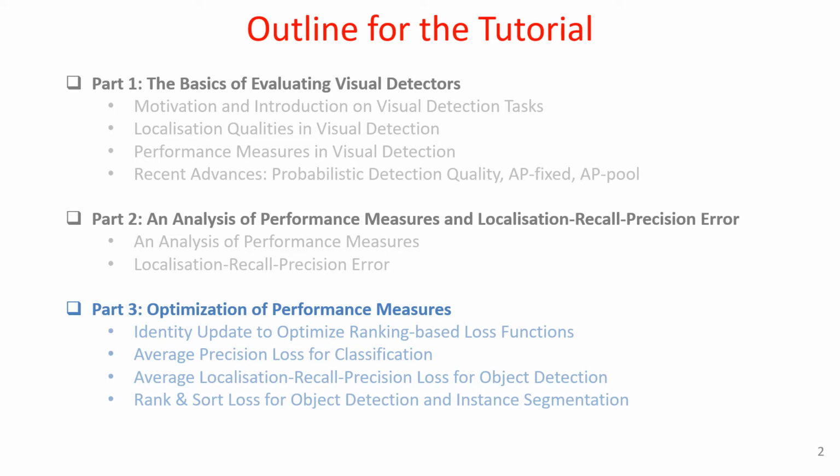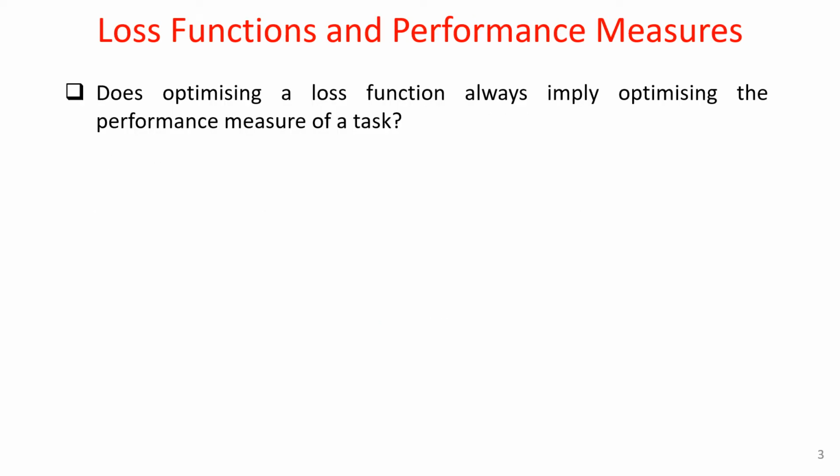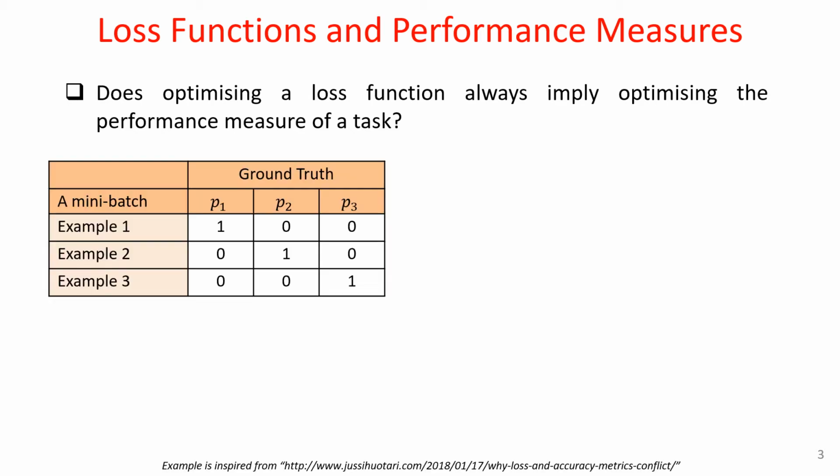And to overcome this challenge, we will revisit identity update as a general framework to obtain loss functions from average precision and LRP error. The first question to ask in this part of the tutorial is whether optimizing a loss function always implies optimizing the performance measure of a task. Even comparing the widely used cross entropy loss function with accuracy presents that it does not.